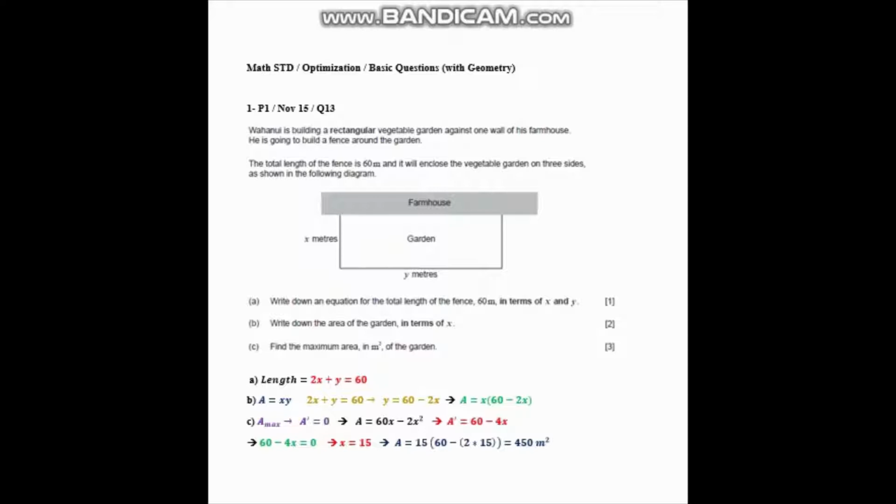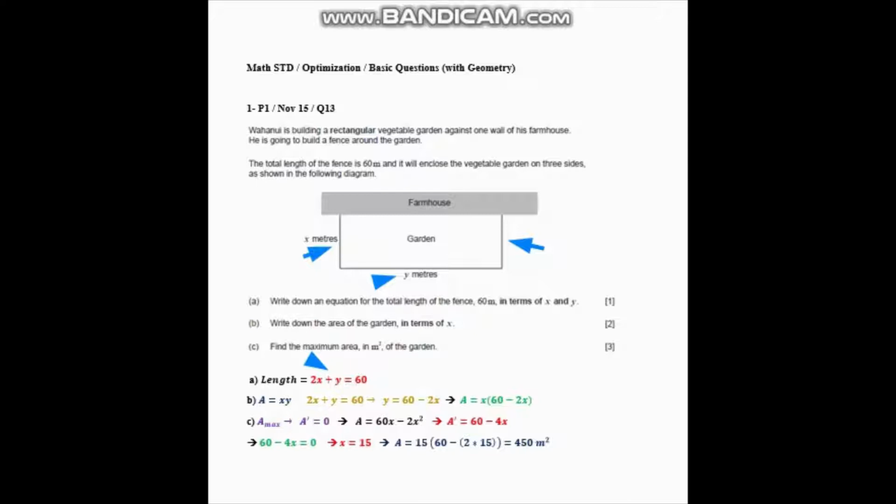In question A, you are told write down an equation for the total length of the fence, 60 meters, in terms of x and y. So the total length of the fence shall surround the 3 sides of the garden that the question has mentioned, excluding the wall. This is the wall right there, so we're not going to count this. So the 3 sides are this side, which is x meters, this side, which is also x meters, and this side, which is y meters. Hence the total length of the fence is 2x plus y, hence 2x plus y equals 60.